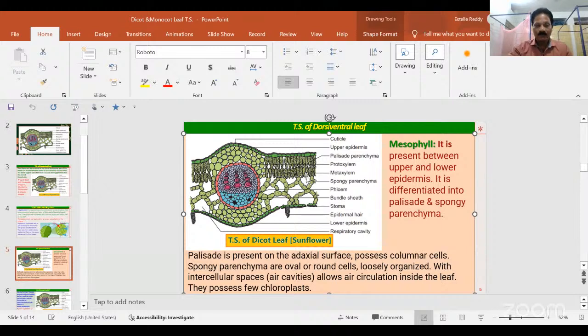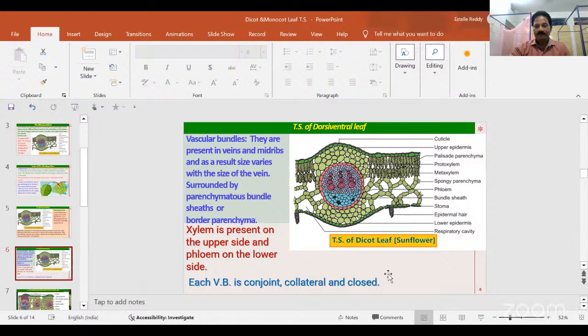Photosynthesis. In photosynthesis, glucose is synthesized as an end product. That glucose is also reserved temporarily in the mesophyll cells. So this is about mesophyll. And the next one is vascular bundle. Let us see.